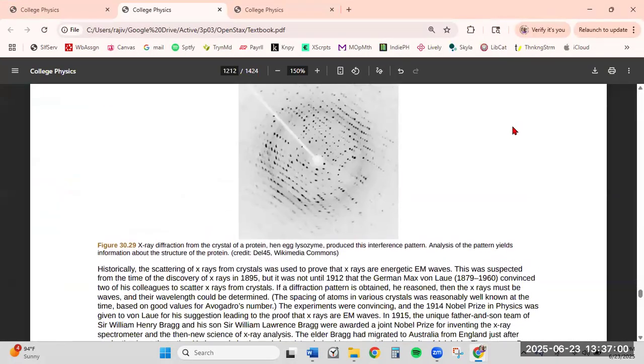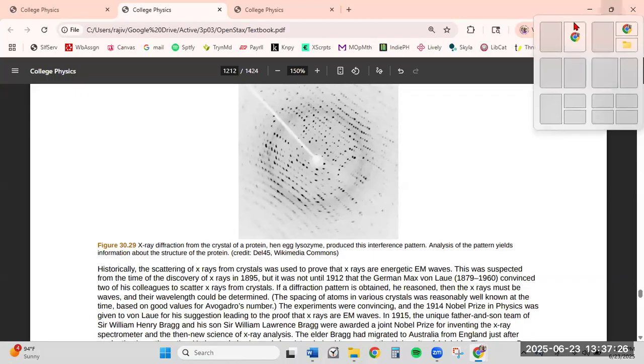So this is an example of X-ray diffraction or interference from the crystal of a protein. Hen egg lysozyme is what produced this interference pattern. So you see these dots and so forth. And analysis of this pattern yields information about the structure of the protein. So it's a commonly used and very powerful technique.